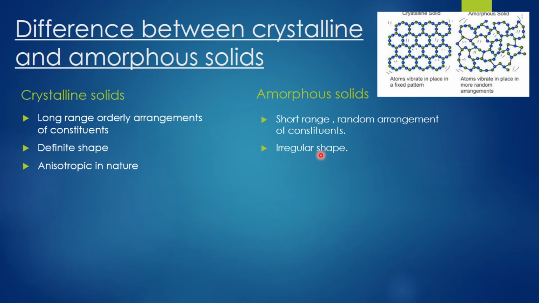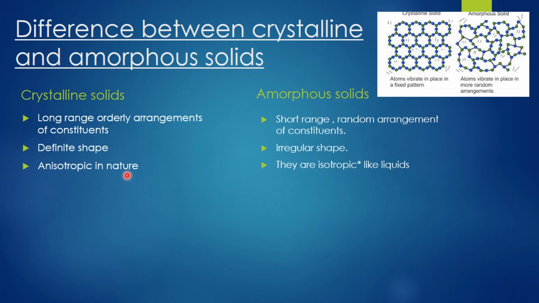And anisotropic, that is the important property of crystalline solid. Anisotropy is nothing but having different properties in different directions. The crystalline solid possesses different properties in different directions. When you measure the physical property of a crystalline solid, you get different values in different directions. That's the meaning of anisotropic in nature.